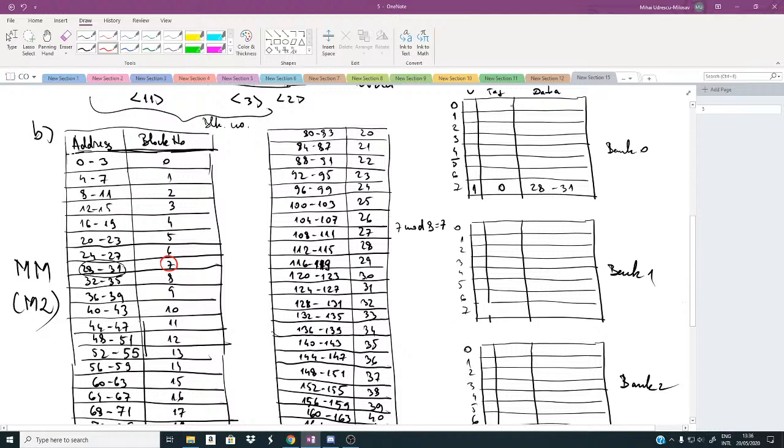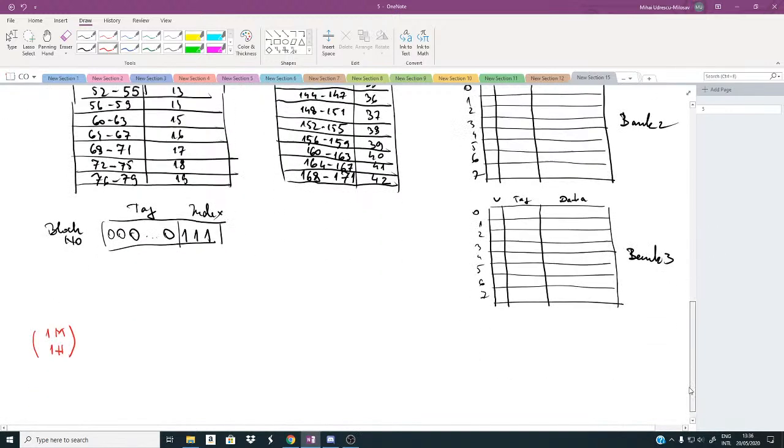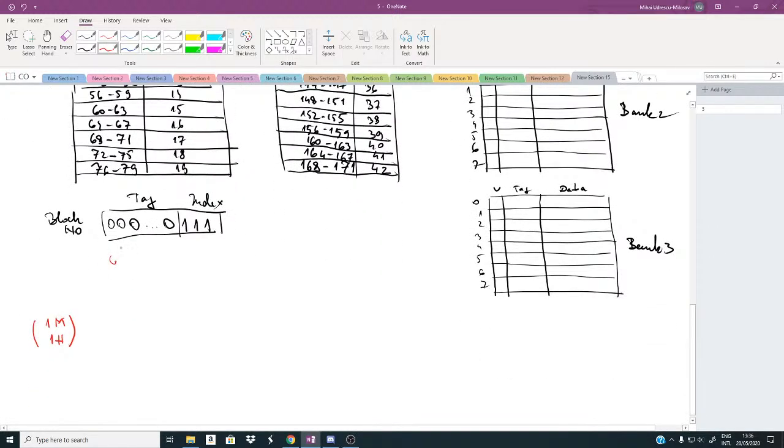The cache is not all empty, but 32 is in block 8, which maps like this. The block number is 0, 1, 0, 0, 0. That's 8. This is 7, this is 8. So it's block 8, which means that it maps at index 0, and the tag is 1.